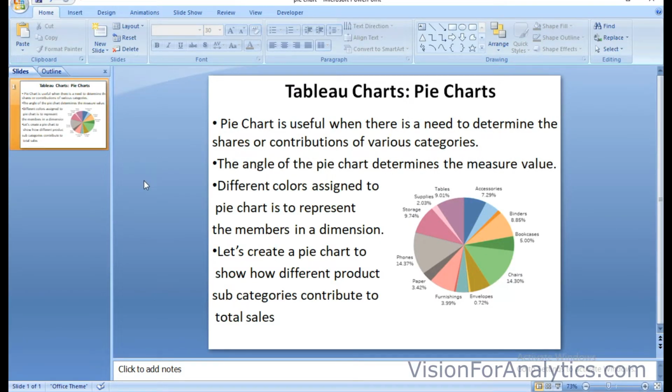Hello everyone. In this video we are going to learn about how to create a pie chart and when to use this pie chart in Tableau.